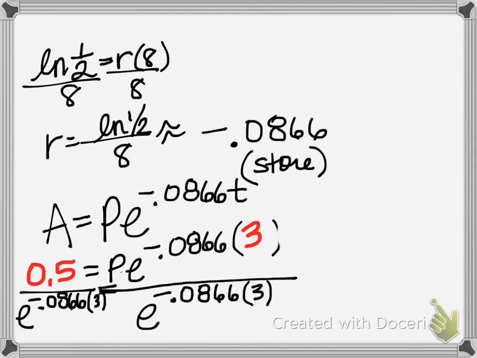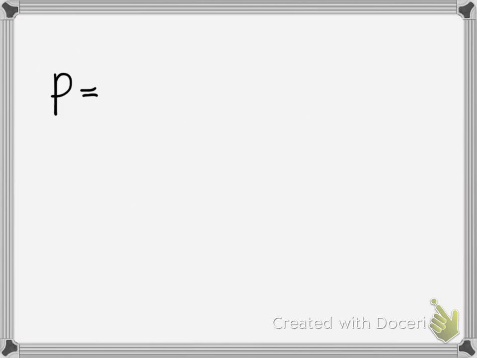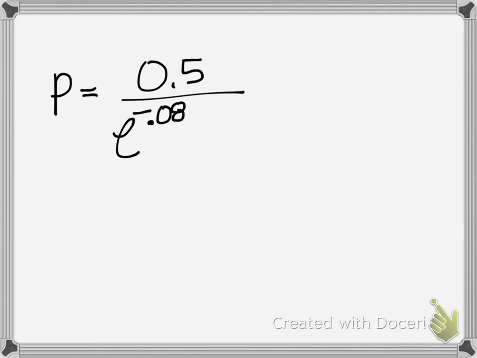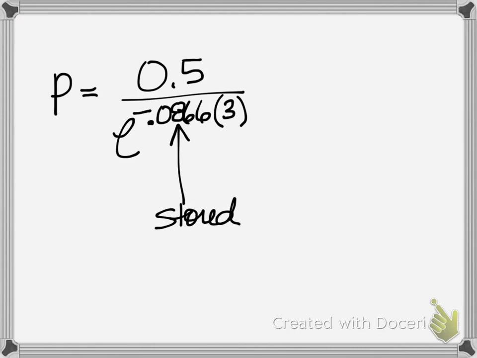Getting a little messy there, sorry. So remember, when you're going to your calculator to solve for P, we're going to have 0.5 divided by e to the negative 0.0866 times 3 power. However, you're not actually going to type in that decimal. You're going to go ahead and type in whatever stored letter you use. Like on my calculator, I stored this value as x, so I'm going to make sure that I type that in as x times 3. And then that should give us our initial amount.